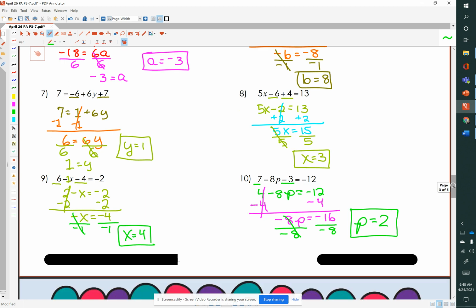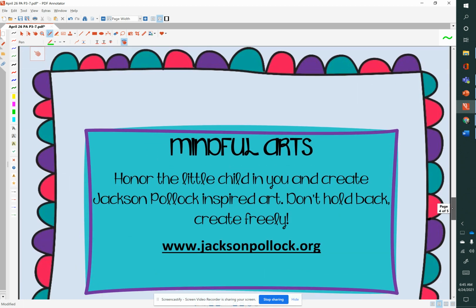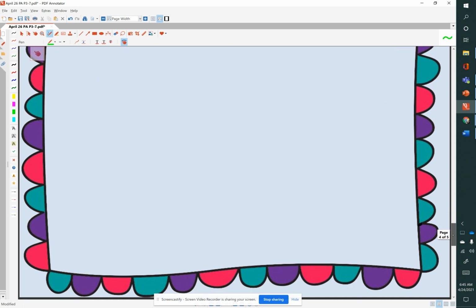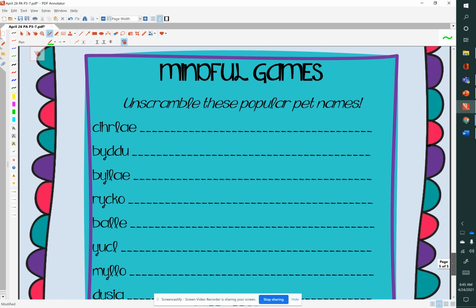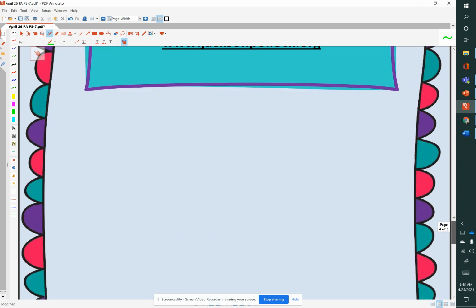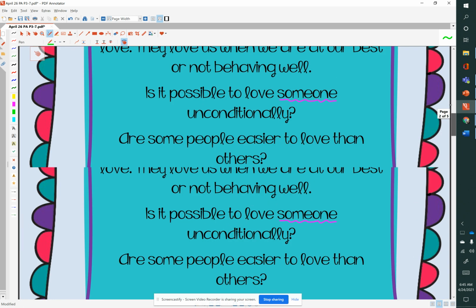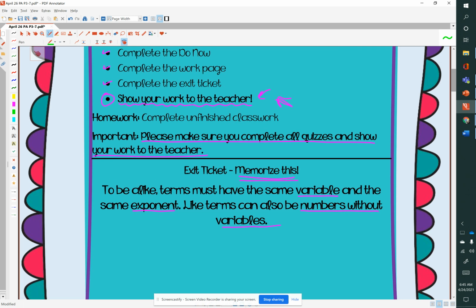So remember, I do have a little extra. If you finish early, we've got some Jackson Pollock art and some pet names to unscramble. But let's for now go back to that exit ticket, and I want you to memorize this.